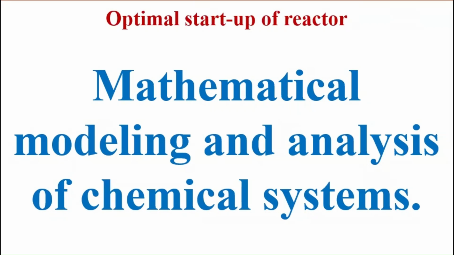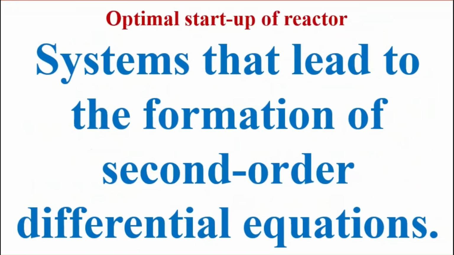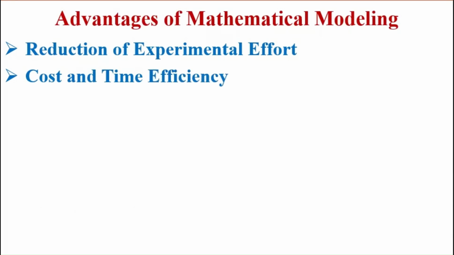In this video, we discuss the mathematical analysis and modeling of chemical systems, which leads to the formulation of second-order differential equations. Real chemical systems typically require numerous experiments to operate correctly and optimally. One of the key advantages of mathematical modeling is its ability to reduce the number of necessary experiments, particularly those that are costly, complex, or difficult to perform.